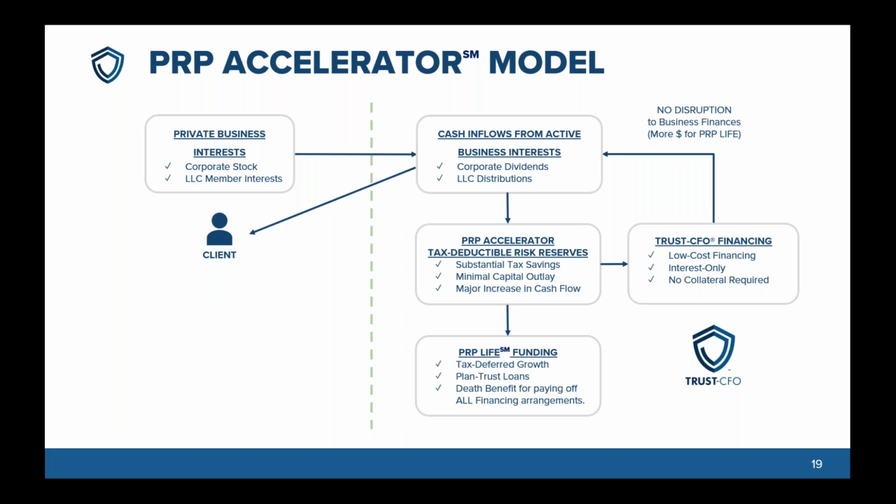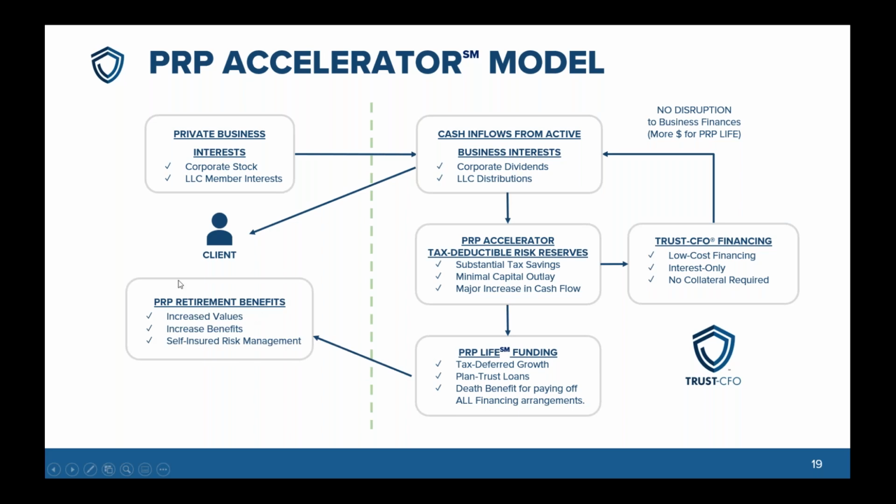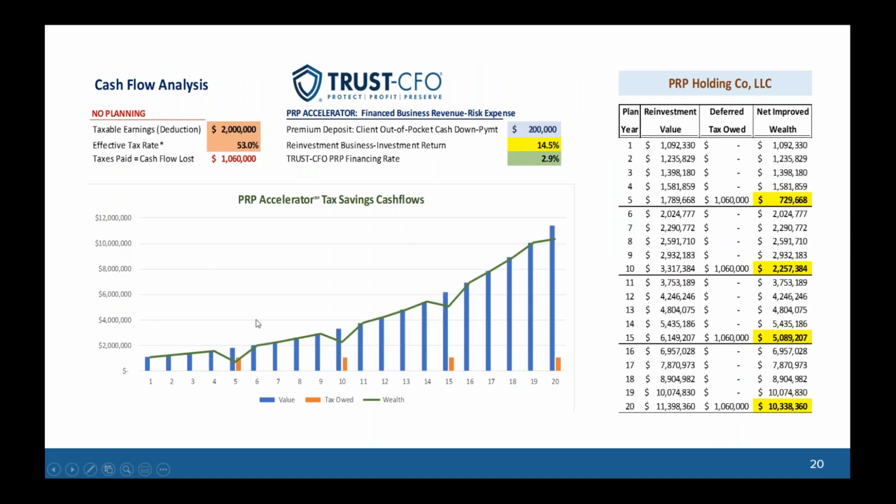So what the accelerator model does is it actually leverages the tax-deferred savings over time to compound those assets and create that cash flow. Again, don't forget retirement. That's always going to be our cure-all. Here's what this looks like. This is our accelerator model.